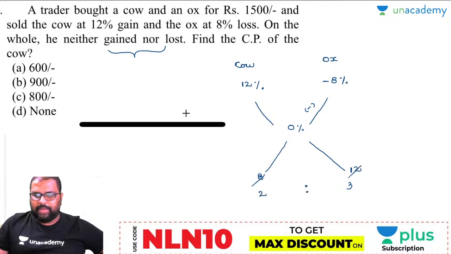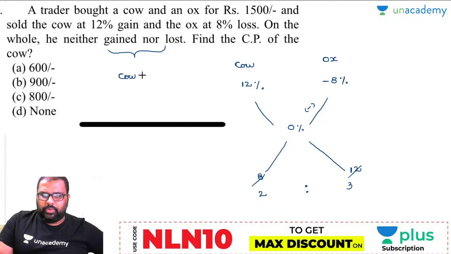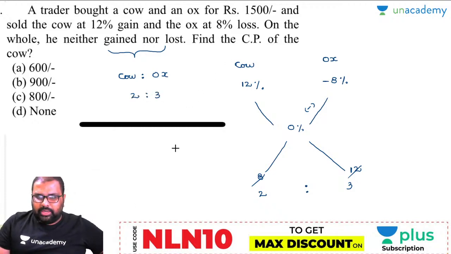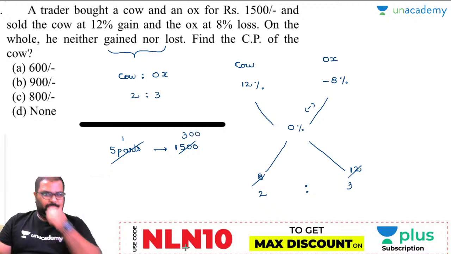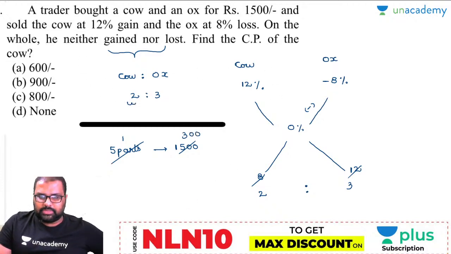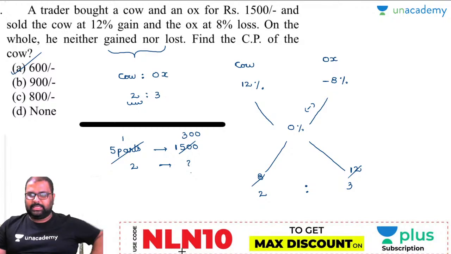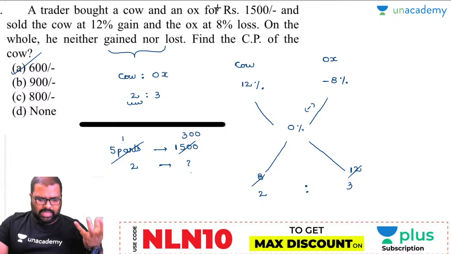Now look, you got this one. The cow to ox ratio is nothing but 2:3. Now you know one thing: cow plus ox you got at 1500 rupees. Now you add this 2 plus 3, that is nothing but 5 parts, whose value is equal to 1500. Am I right or wrong? So one part value will be how much? Is it 300? And you are asked to find the cost price of the cow, meaning 2 parts value. 2 parts value will be how much? Will it be 600? Yes, perfectly 600. Yes, Jagdish, very good. Done as simply as possible.